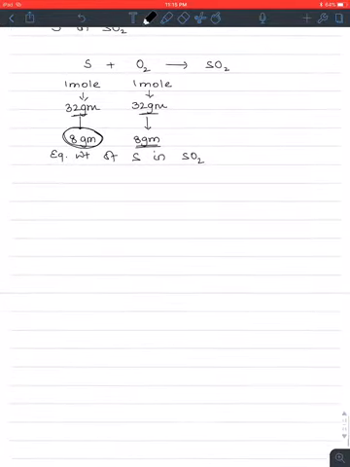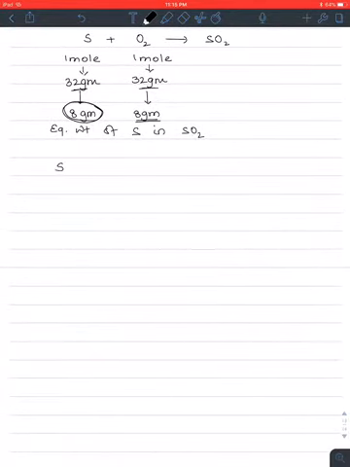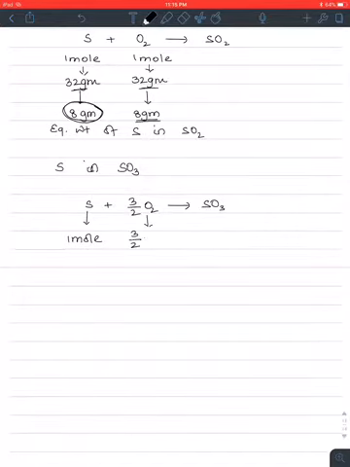Similarly, let's try to understand another example. Let us suppose we have to find the equivalent weight of sulfur in SO3. Again we can write the reaction: S plus 3 by 2 O2 gives SO3. I have taken a balanced chemical equation, and as per this stoichiometry we can say that 1 mole of sulfur will combine with 3 by 2 mole of oxygen. Now what will be the weight of 1 mole of sulfur?